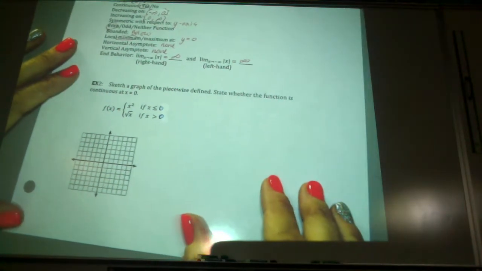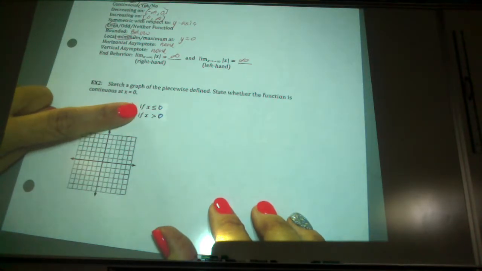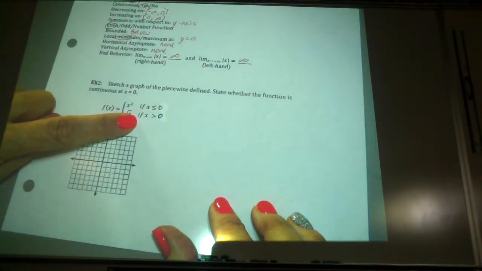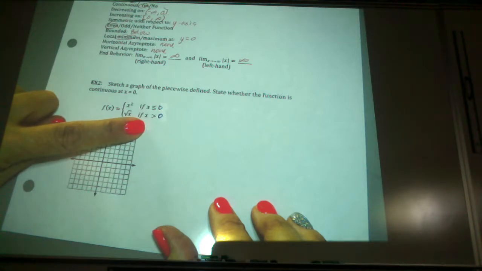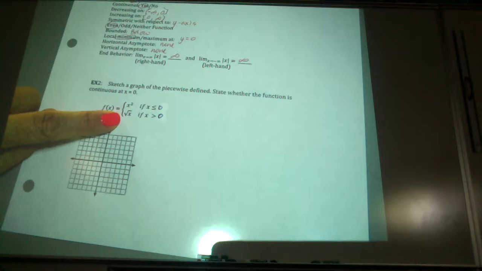So that's really what it looks like. You have to graph the part of the x squared graph that has x values that are less than or equal to 0, and the part of the square root of x graph that has x values that are just greater than 0. So if I were to graph the square root function by itself, I'm going to use a pencil because we might have to erase parts of it.